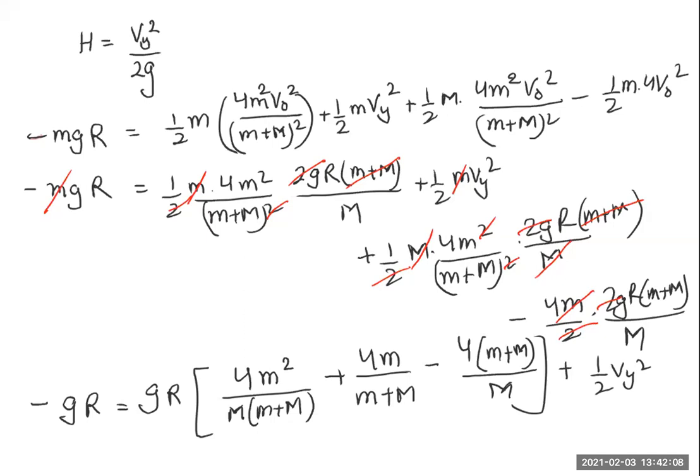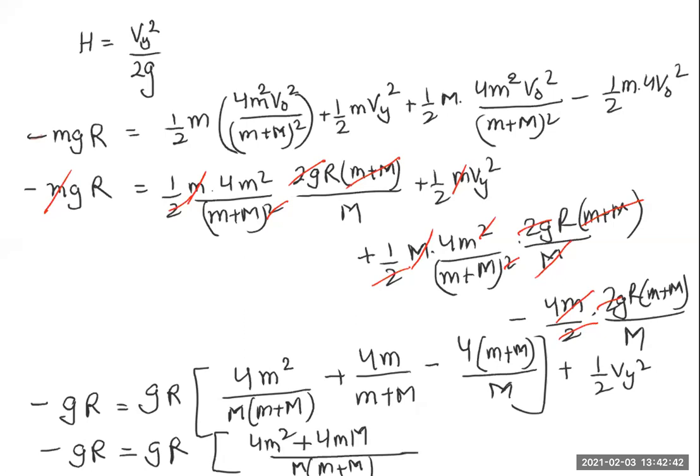Take the LCM as m into m plus M, because on the right-hand side there are two terms with m plus M below and one with capital M. If you take the LCM as m into m plus M upon, what are you going to get in the numerator? The first term will still have 4m square, the second term will give 4mM, right? Please correct me if I go wrong somewhere.